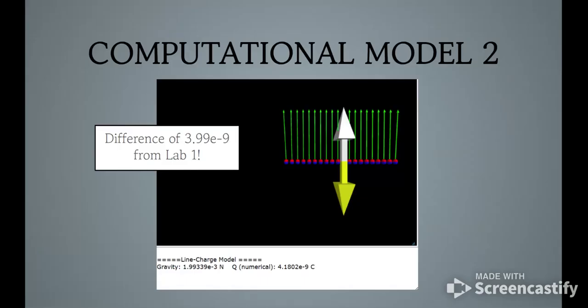And then an important thing to note is how much we varied from our point charge earlier. The difference is 3.99 times 10 to the negative 9 from Lab 1 with our new Q value of around 4.18 times 10 to the negative 9. This is a drastic change, and let's see why we get that.